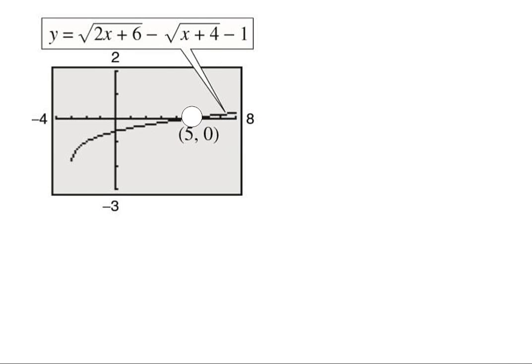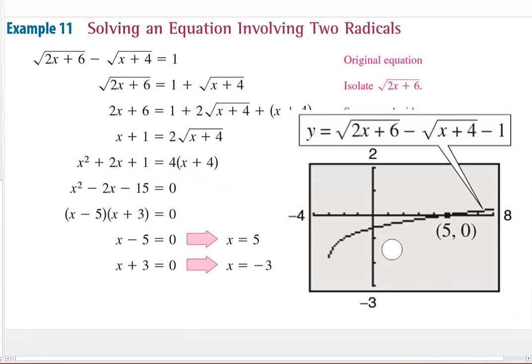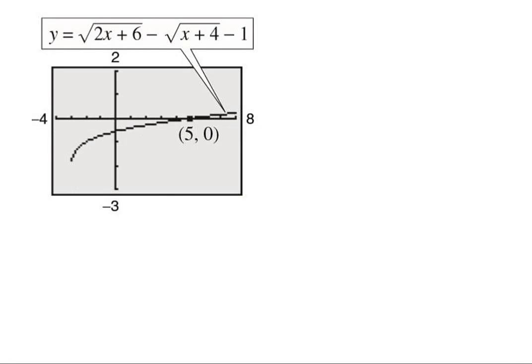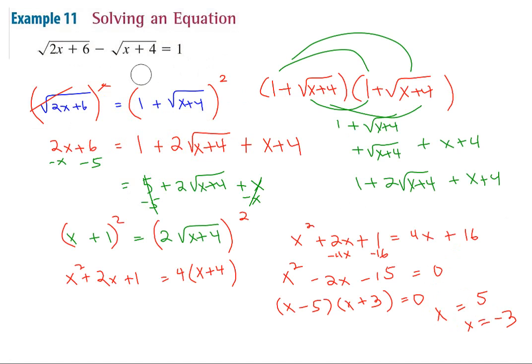the 5 works, right? Because you notice the problem, it crosses the x-axis at 5, but it doesn't cross at -3. So if you were to check -3 by plugging it in here, it's not going to give you the correct answer. So when you check -3, go back to our work, if you plug it into the original problem, it's going to be an extraneous solution. It will not give you 1.